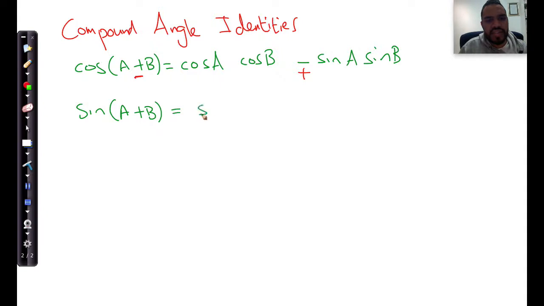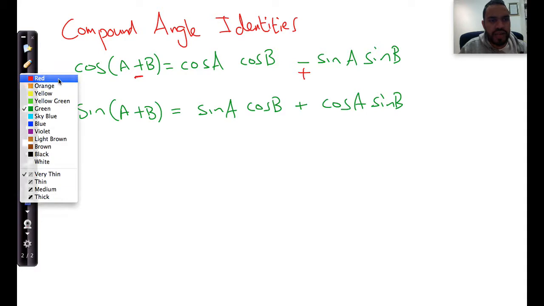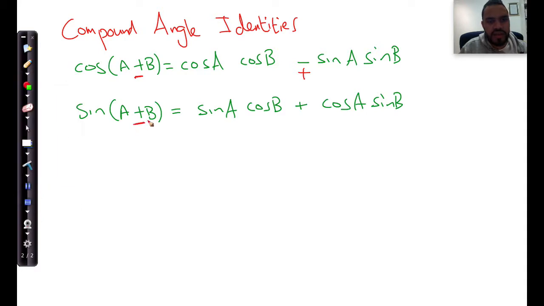Then when I'm looking at the identities for sine, what about sine of A plus B? This is actually sine A cos B plus cos A sine B. And if this was positive here, this will remain positive. And if we had sine of A minus B, then I would have this minus, right?